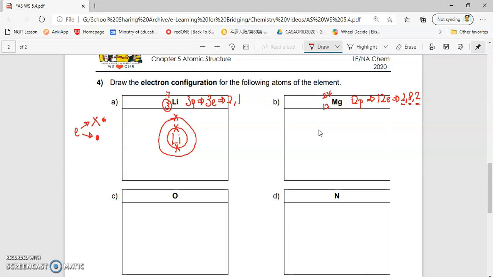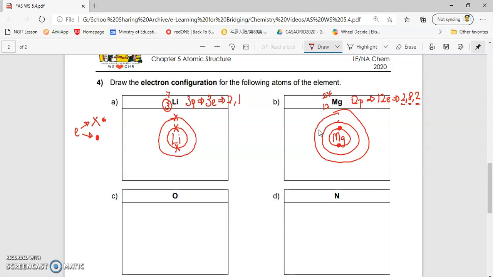So to draw the electronic configuration, remember, in the middle will be the chemical symbol first. 2, 8, 2, so 3 shells. So I draw 1 circle, 2 circle, 3 circle. First shell, 2 electrons. This time around let me use the dot instead of a cross. You can actually use either one. So magnesium, up, down. So 2 electrons, done.